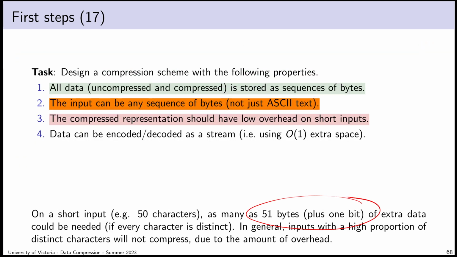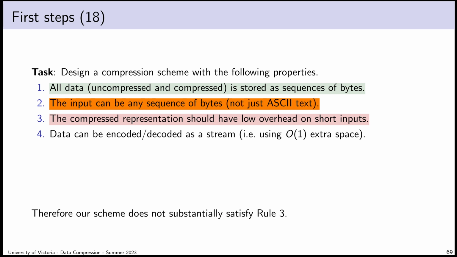So actually, rule number 3, we're really not satisfying rule number 3 here. If we have these inputs with large numbers of distinct characters, we run the very real risk of not achieving compression because the overhead will keep expanding. So our scheme actually doesn't satisfy rule number 3.